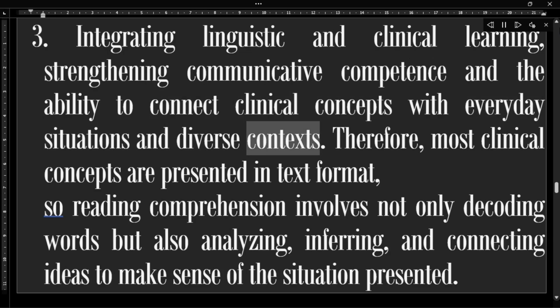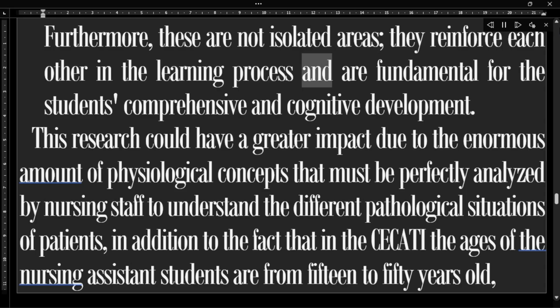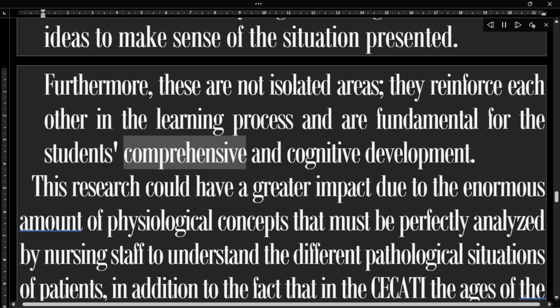Therefore, most clinical concepts are presented in text format. So reading comprehension involves not only decoding words, but also analyzing, inferring, and connecting ideas to make sense of the situation presented. Furthermore, these are not isolated areas. They reinforce each other in the learning process and are fundamental for the student's comprehensive and cognitive development.